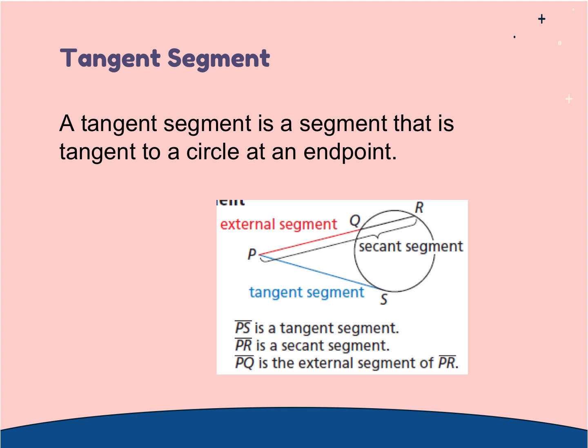So we have tangent segments. A tangent segment is a segment that is tangent to a circle at an endpoint. So you have the external segment, the secant segment, the tangent segment. So it's saying PS is a tangent segment, again, it does not cross through the circle, so yes. PR is a secant segment, yes it is, it crosses through the circle. And PQ is the external segment of PR. All that it's saying is that this long secant segment, you can separate it into two parts, the internal or the external segment. So far, as of right now, we're only going to deal with the external.